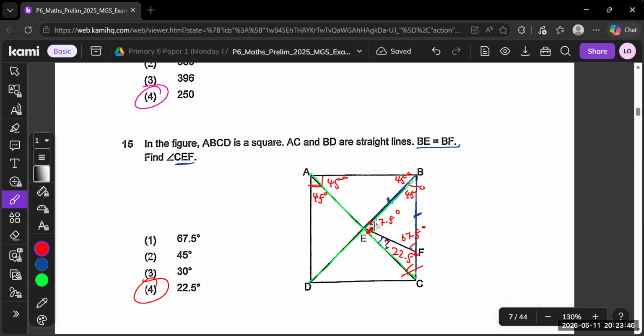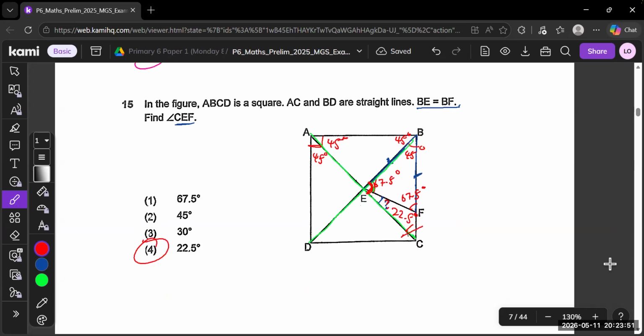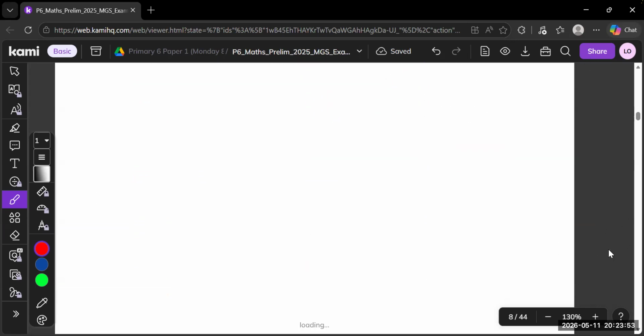Okay, we are done with booklet A. So do you get most of them correct? Okay, let's go on to the next one. And okay, let's go to booklet B.